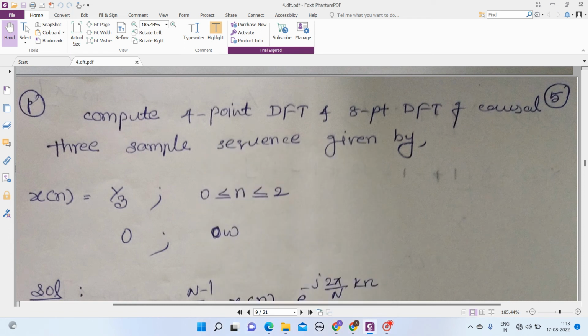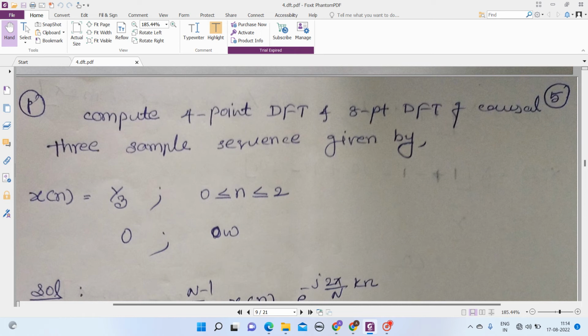Hello, hi to everyone. Today we are going to solve one problem which is related to DFT. This problem is very important from the exam point of view. Usually we can solve the DFT problem in three ways.